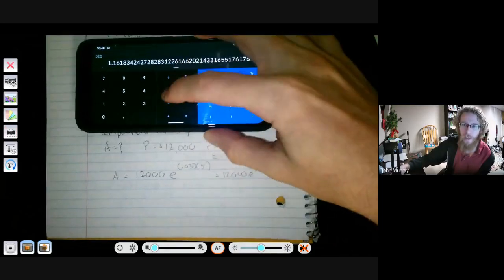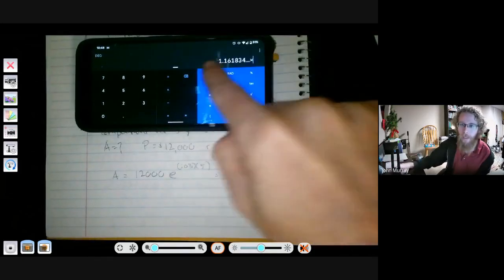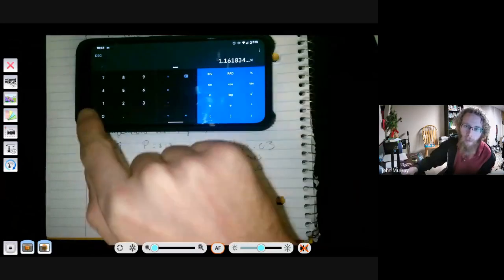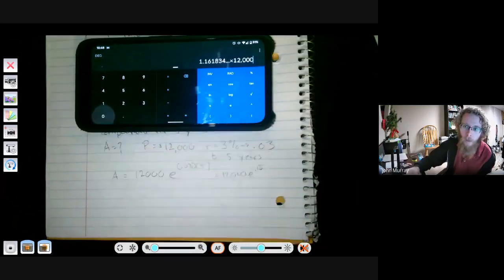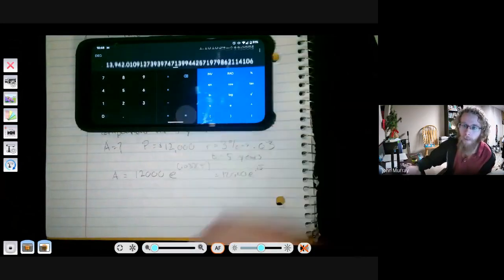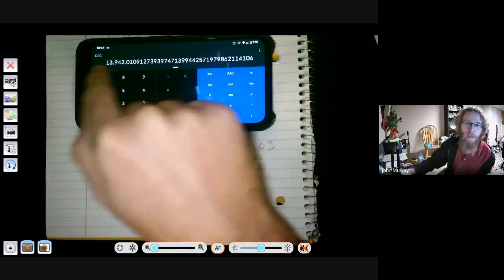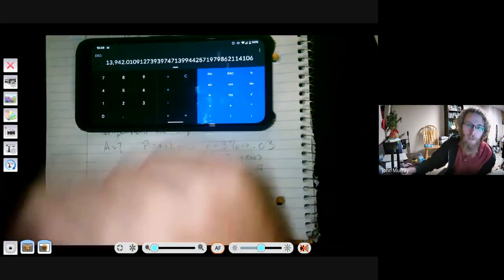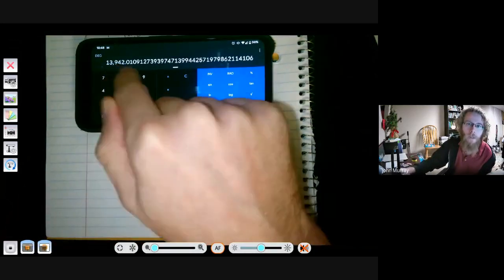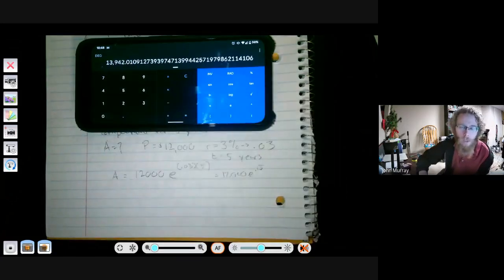I keep this there, and I just hit times, right? And that automatically takes everything that it had before, times 12,000. So after 5 years, your $12,000 becomes 13,942. Almost, yeah, almost even there, 13,942. So after 5 years, you get $1,000, almost $2,000.